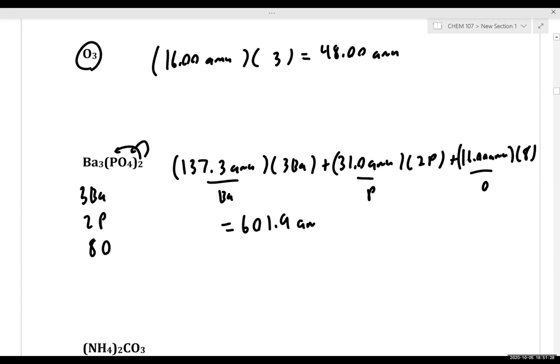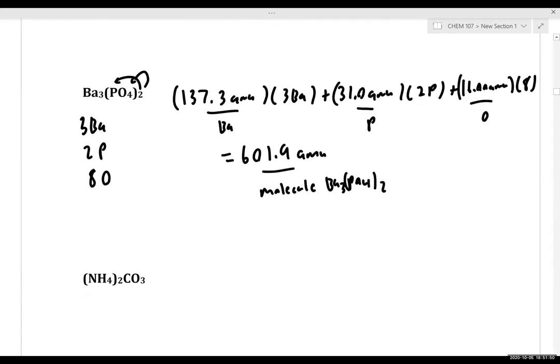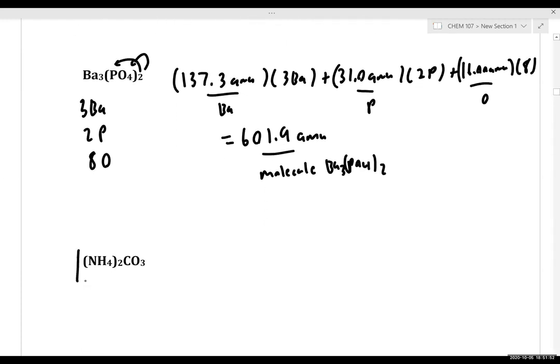601.9 AMU per molecule of barium phosphate. Does this make sense to everyone so far? Notice how we're applying the skill that we learned last class session. Finally, for ammonium carbonate, we have 2 nitrogens, 8 hydrogens, 1 carbon, and 3 oxygens.